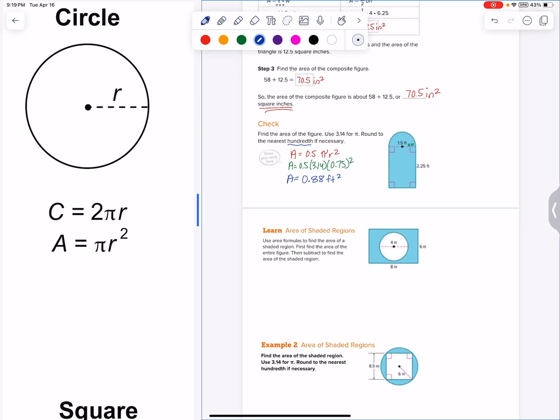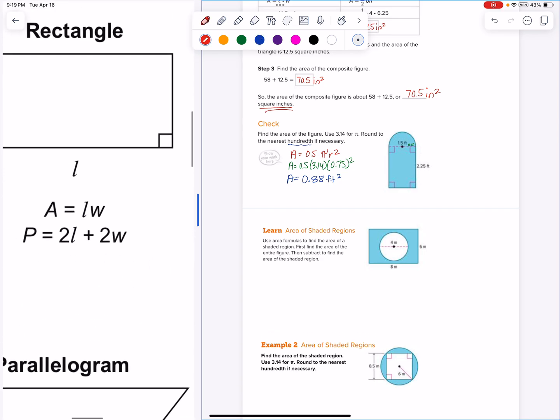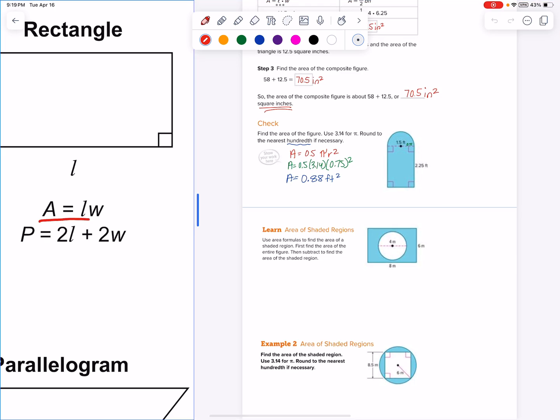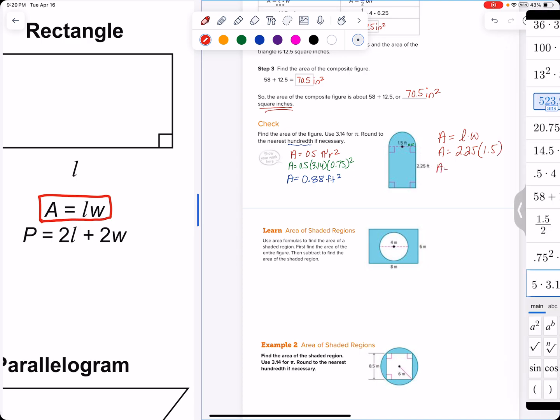All right, so we have the area of the semicircle, because it's the area of a circle cut in half. And then let's go ahead and find the area of a rectangle. So we look at the formula if you don't remember. Hopefully you remember rectangle, it's not that hard. So area formula is area equals length times width. So let's go ahead and set this one up. Area equals length times width. Area equals 2.25, and then what's the width? Well, we can see that it's the 1.5, right? And so this will be a nice quick one.